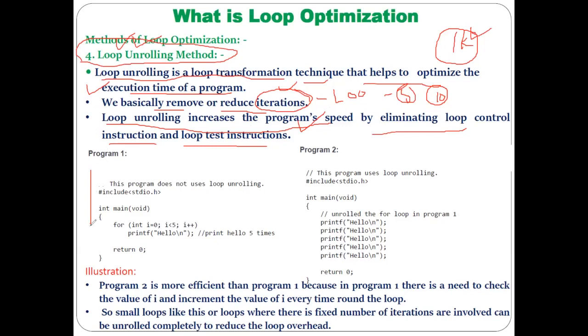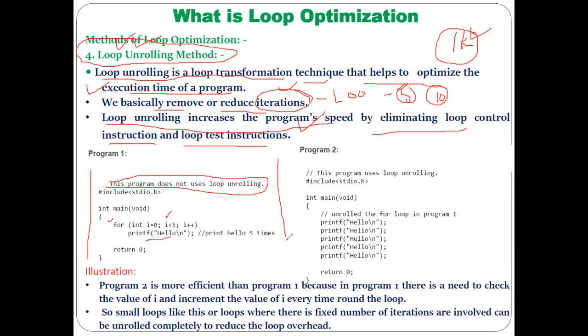What is the reason? Let's see in this program. This is the program where loop unrolling is not utilized, meaning this is before optimization. In this you can see i equal to 0, i less than 5, meaning this loop will run 5 times. Hello will be printed 5 times.